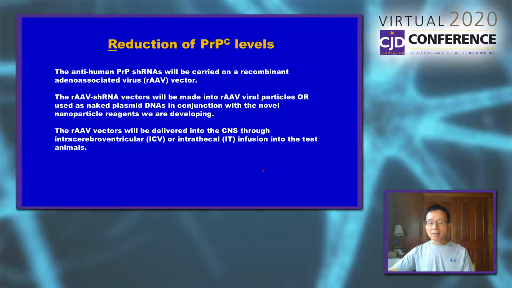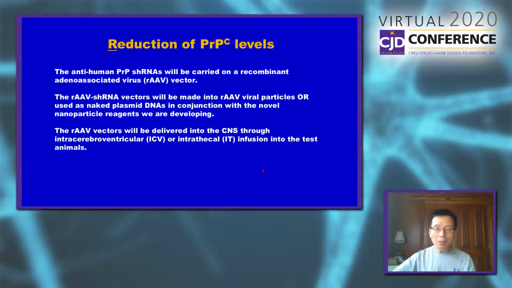Then these AAV vectors will be introduced into the brain or spinal cord, the space where the cerebrospinal fluid can flow through the entire central nervous system, through intracerebroventricular or intrathecal infusion. This way we bypass the blood-brain barrier so that they can reach the nervous system tissue to achieve their effect.